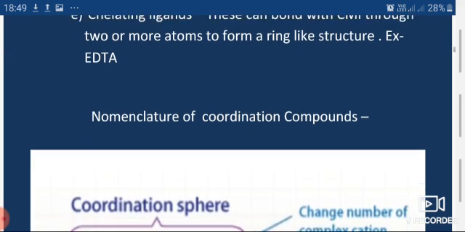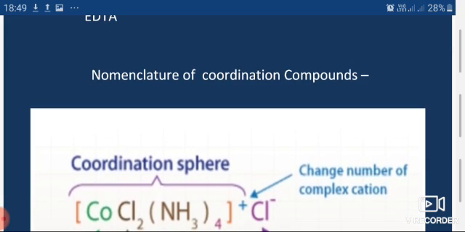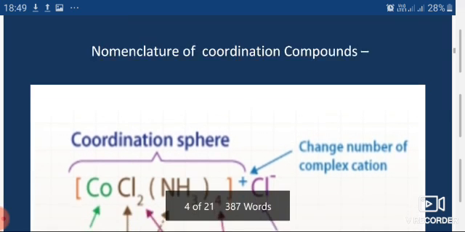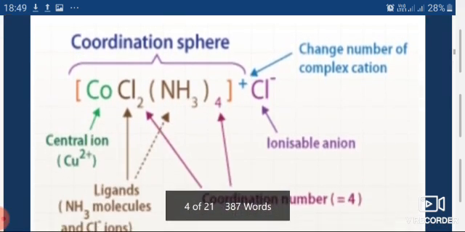So the next point is, after looking into all the terms that are involved in coordination chemistry, now we will go for the nomenclature of coordination complexes or coordination compounds.